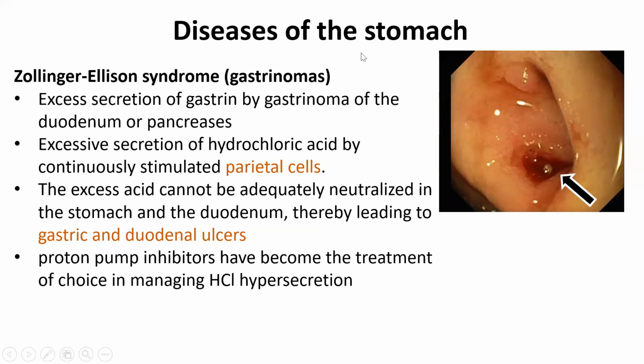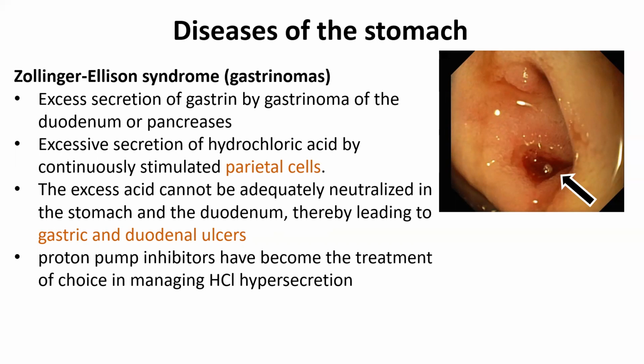Another disease of the stomach: Zollinger-Ellison syndrome, named after two people actually. It's a gastrinoma. It's a tumor, actually a neuroendocrine tumor. I told you there are different types. This is the one that makes gastrin, and gastrin stimulates HCl. So it's excess secretion of gastrin by a gastrinoma of the duodenum or the pancreas.